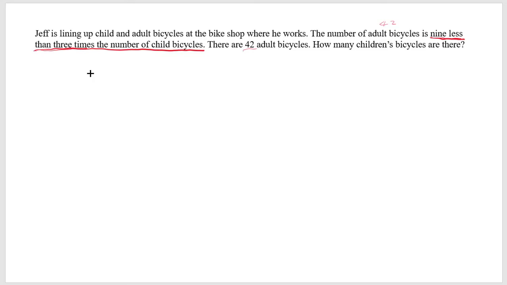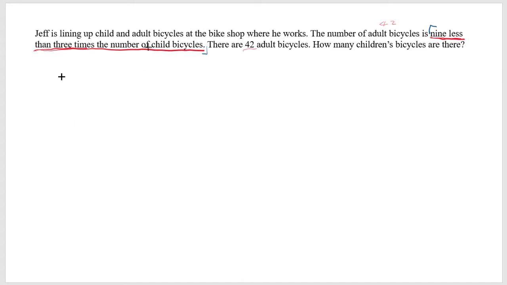Right, now think about this. "9 less than 3 times the number of child bicycles." If you have trouble understanding this, then what you should do is first think about a problem just paying attention to this part. Don't worry about the other parts. Once you have the understanding, you can do it.